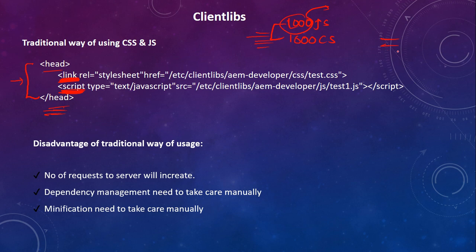So like 1000 files we have, and these 3 files depend on these 4. So this 4th file should be loaded first before these 3. These things we also have to take care of manually. So these are the drawbacks we have. First is the number of requests to serve.